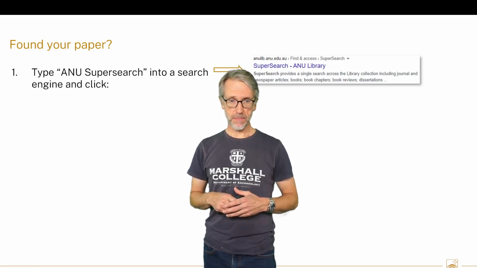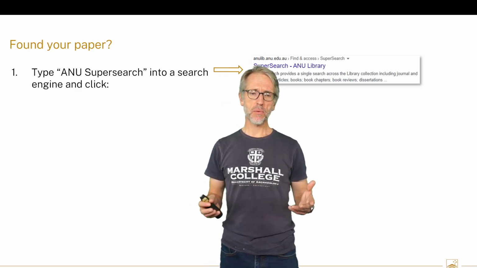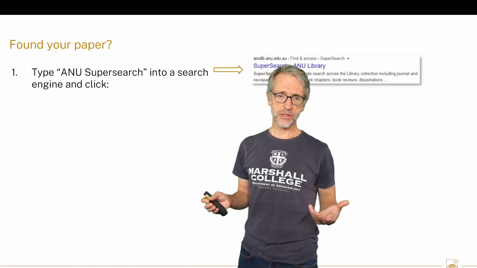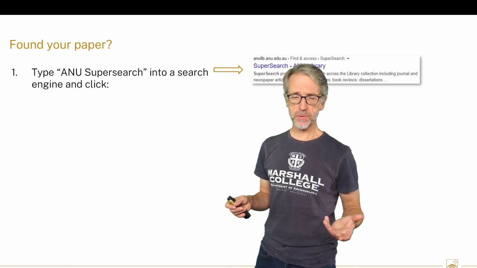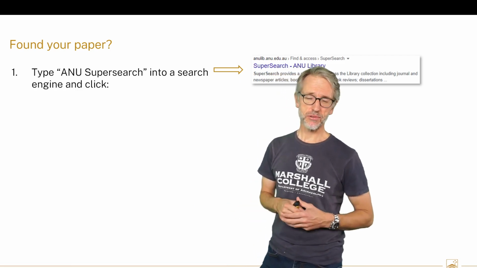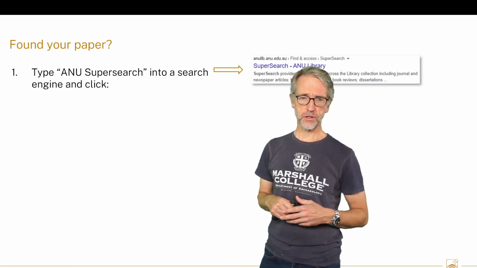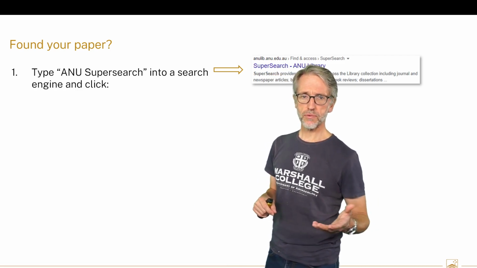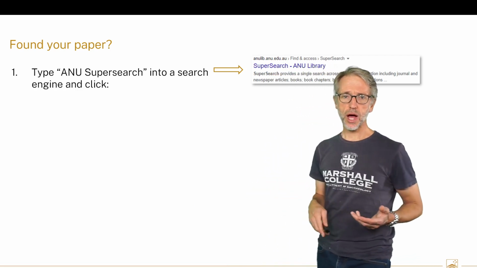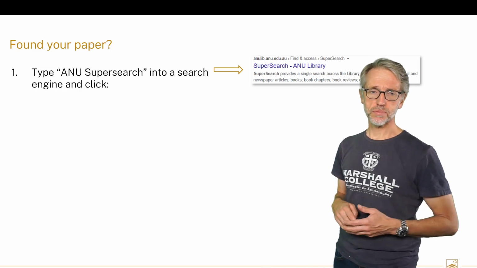But what about finding that paper? Well, there are a number of ways you can do it. You can just copy the title of your paper and drop it into Google Scholar. You can probably just drop it into Google and get Google to search for you. The alternative, of course, is that you head to the ANU Library website and you use the Super Search.